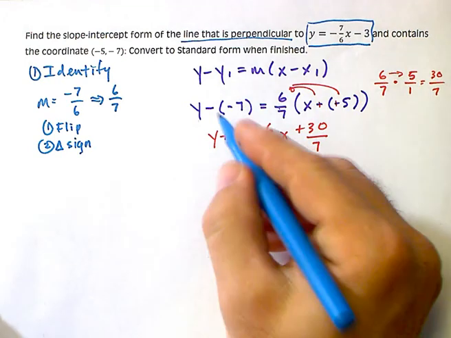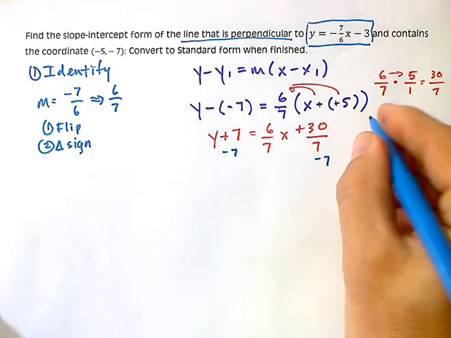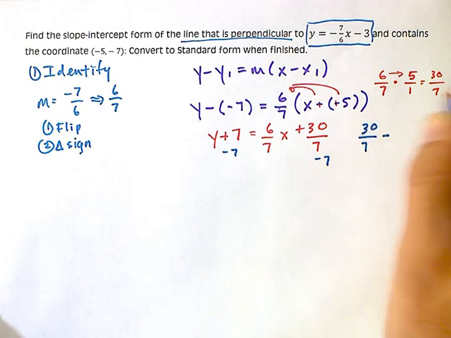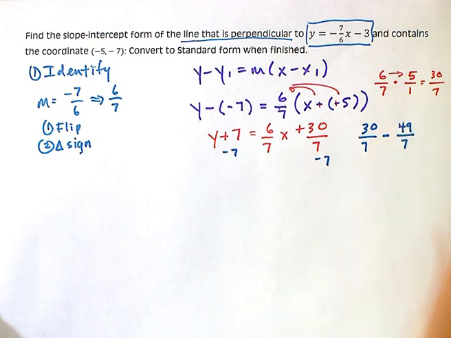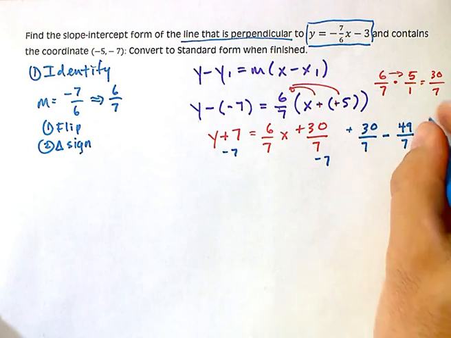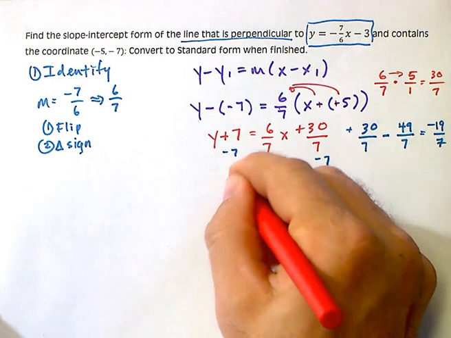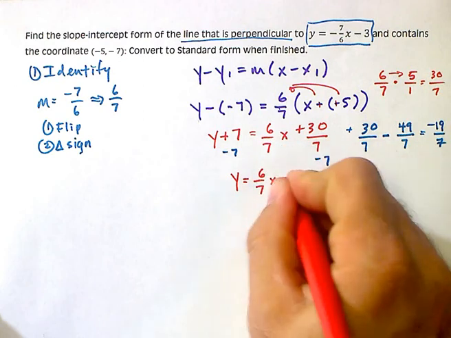Now we want to get y by ourselves. We want to establish a slope-intercept form here. Subtract 7. Subtract 7. We're going to have to do some common denominator here. 30/7 minus, now 7 times 7 is 49. And then if this is a positive and this is a negative, I actually want to find the difference. The bigger number is negative, so I'll say -19/7. So my slope-intercept form of this is going to be y is equal to 6/7x, my perpendicular slope, minus a 19/7.